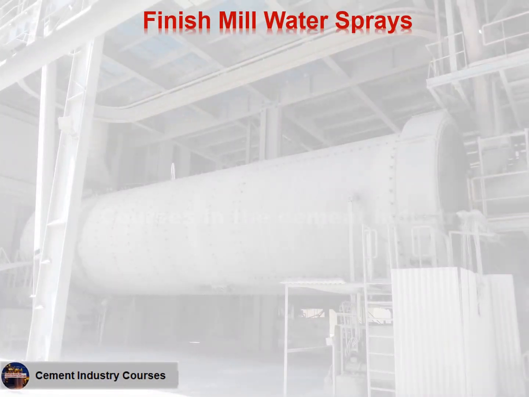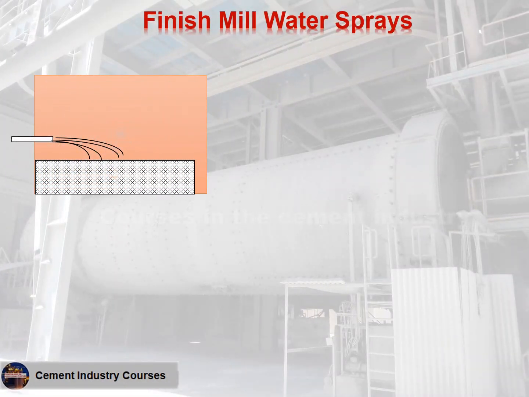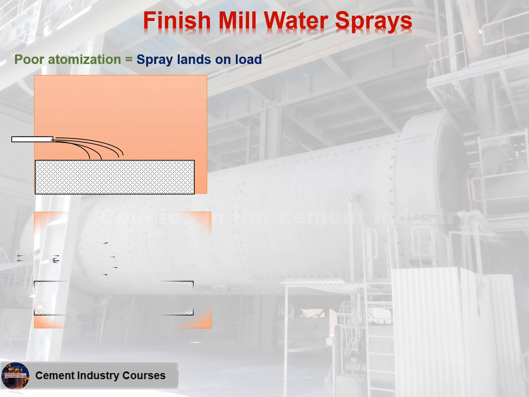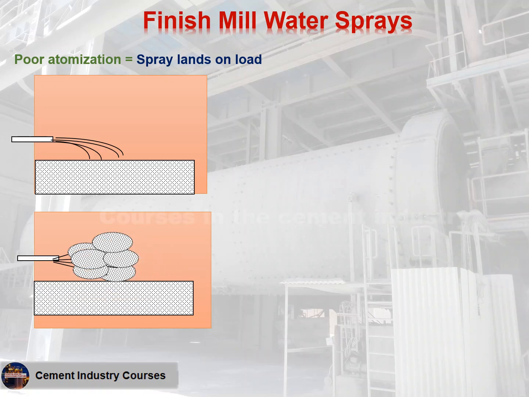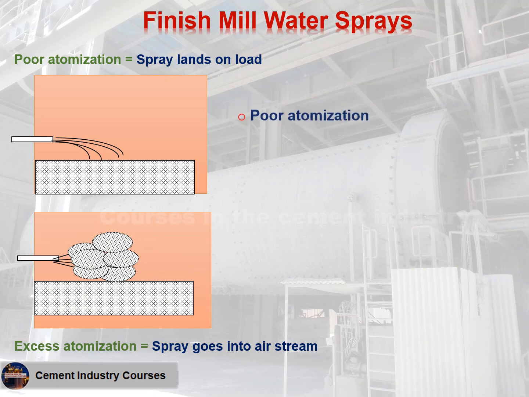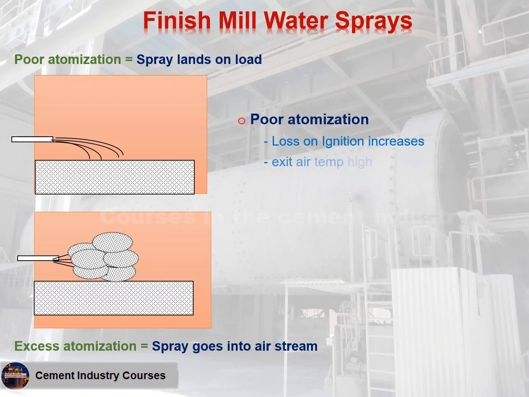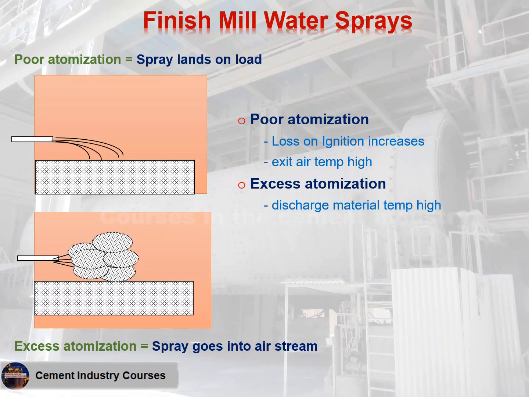Finish mill water sprays. This figure shows poor atomization, where the spray lands on the load. This figure shows excess atomization, where the spray goes into the airstream. Poor atomization leads to loss on ignition increases and exit air temperature high. Excess atomization leads to discharge material temperature high. Spray is controlled by nozzle design and air or water ratio.